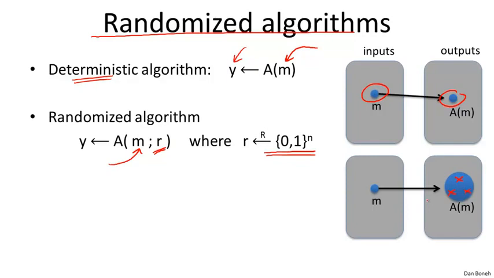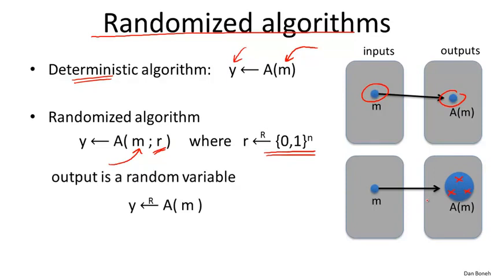So really the way to think about a randomized algorithm is that it's defining a random variable. Given a particular input message m, it's defining a distribution over the set of all possible outputs of this algorithm given the input m. The thing to remember is that the output of a randomized algorithm changes every time you run it, and in fact the algorithm defines a distribution over the set of all possible outputs.